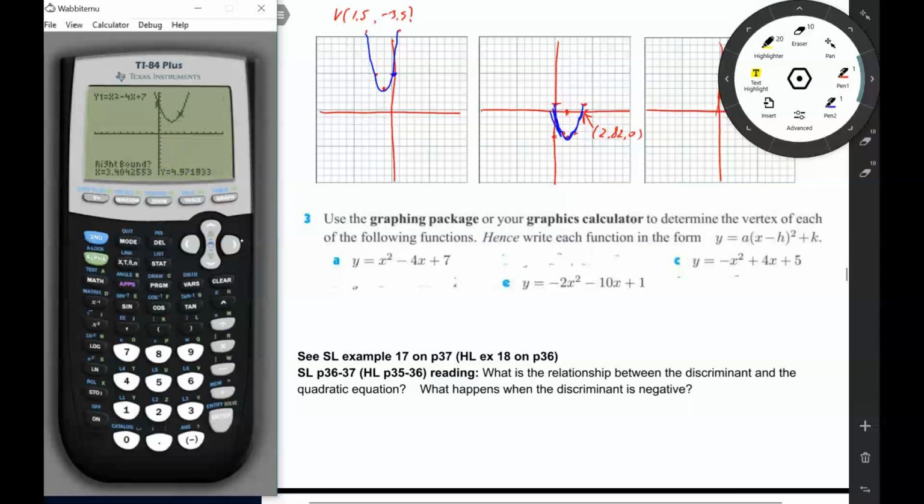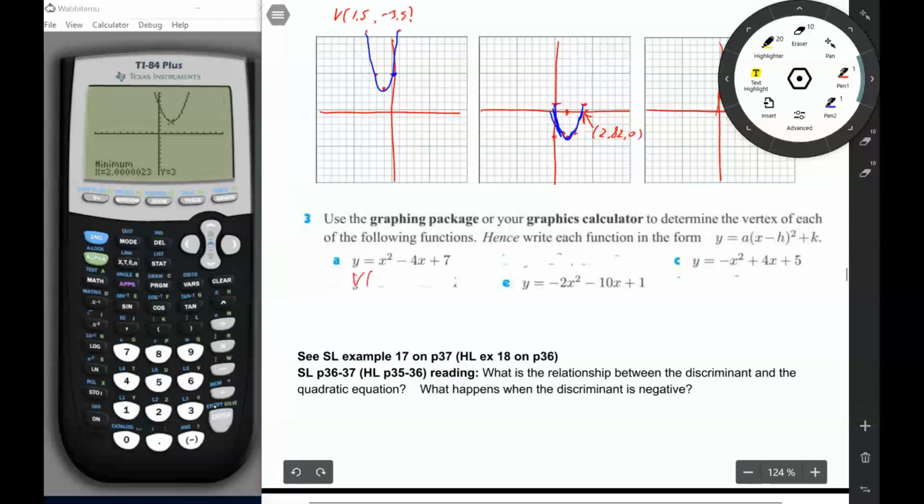Okay, and then I hit enter. And then it asks me for a guess, doesn't matter where the guess is, so I just hit enter. So the minimum value happens to be 2, 3, and that also should be the vertex, okay? And so what I do is I'm going to write the HK form here. And what's the A value here? The A value is just 1.